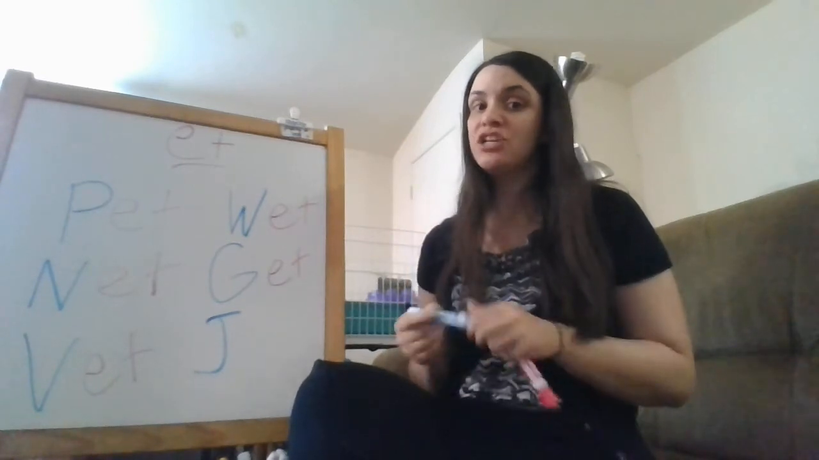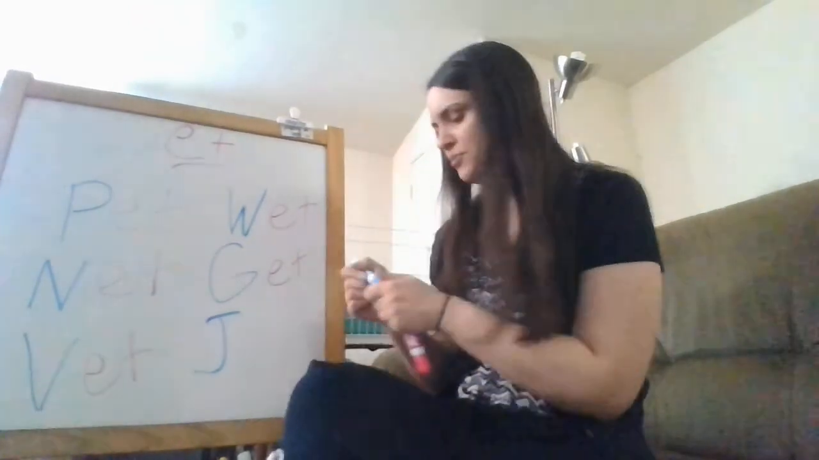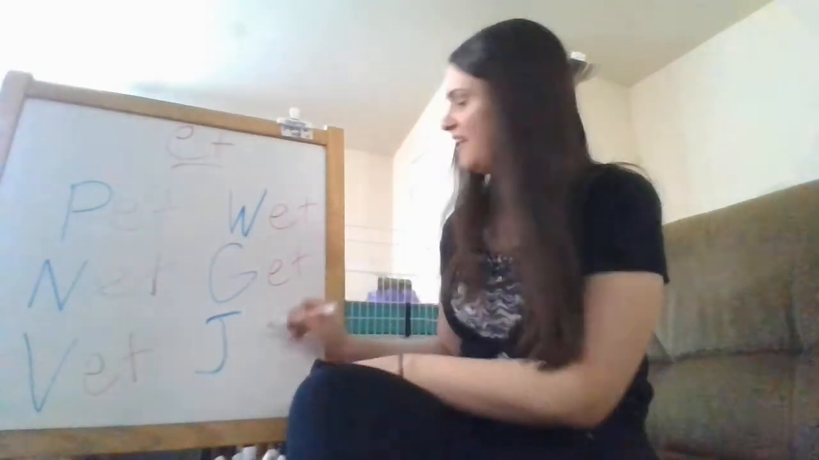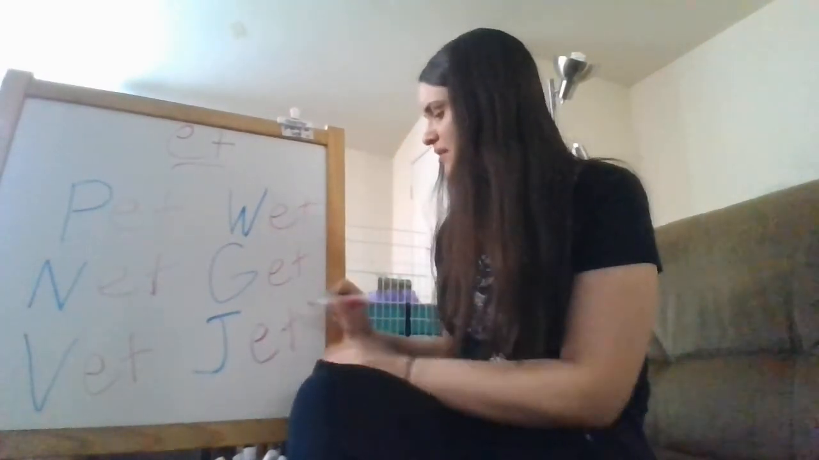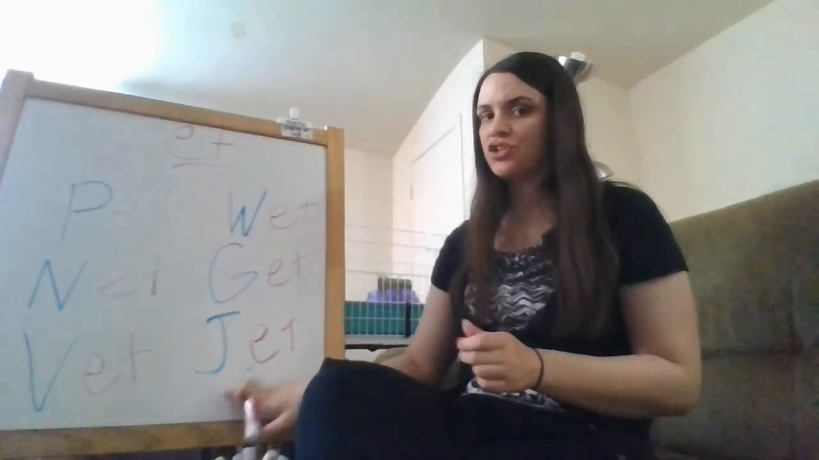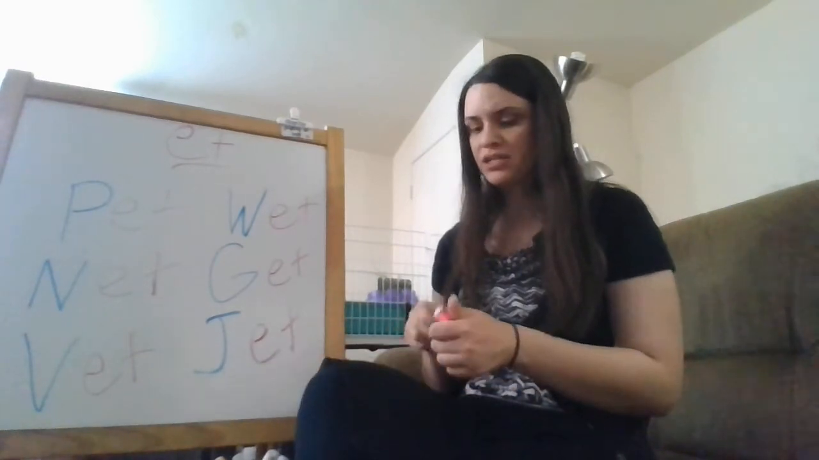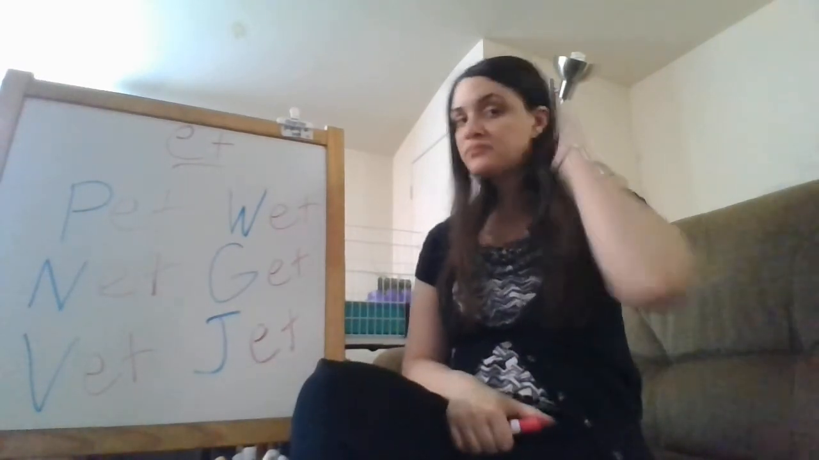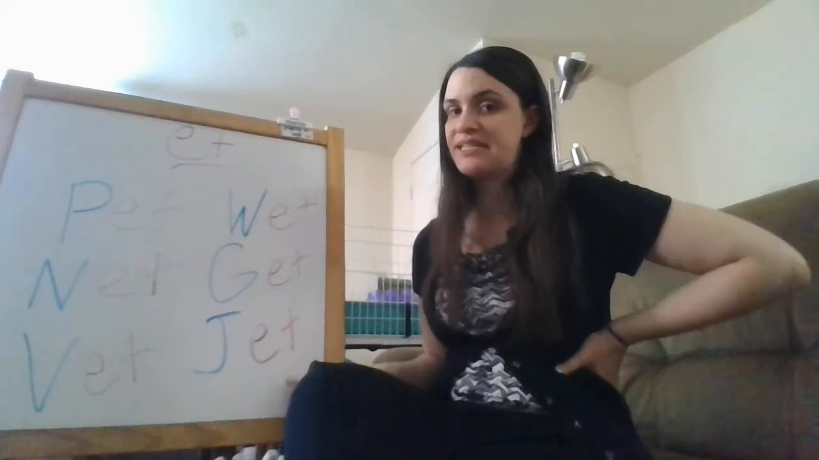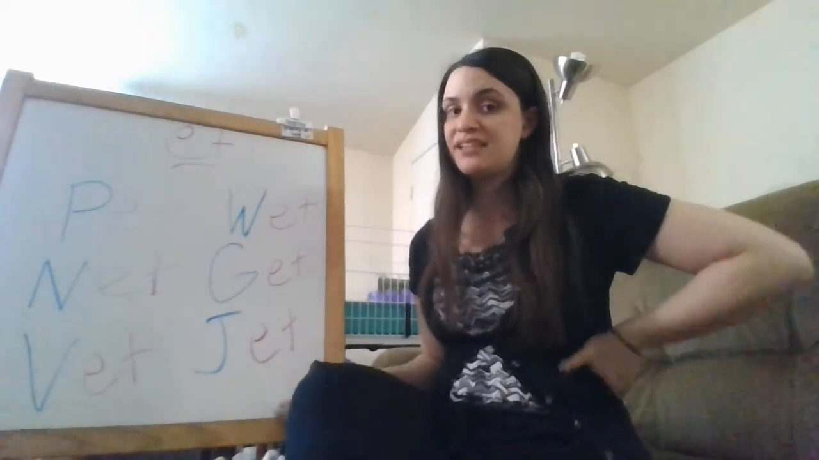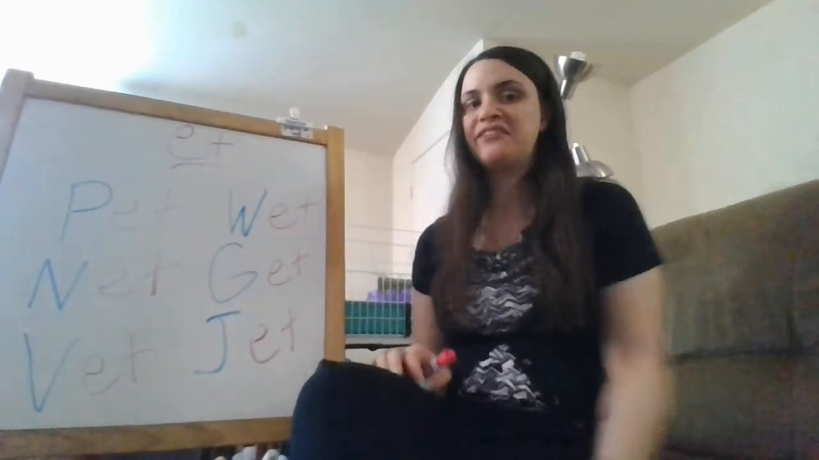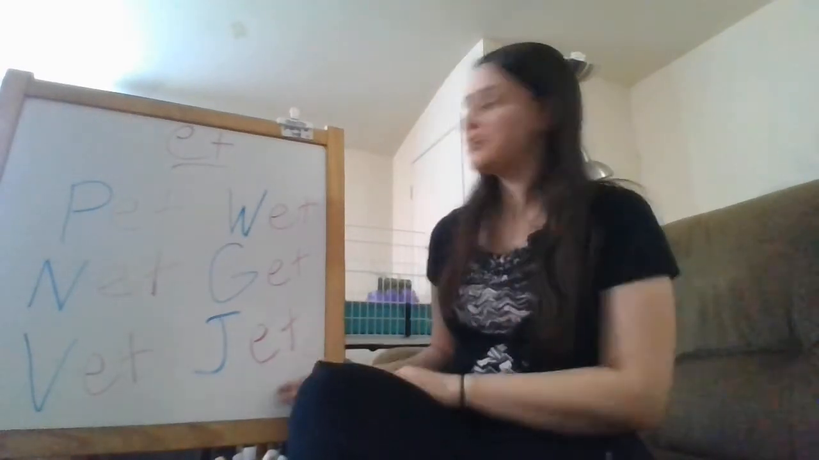J says ja, ja. And now we're going to add, oops, that's totally the wrong color. We're going to add at to that. So we have ja, at, ja, at, ja, at. What word do we hear? This is jet. Can we say jet? Now, jet is like a really fast plane, okay? Can we say jet, jet?